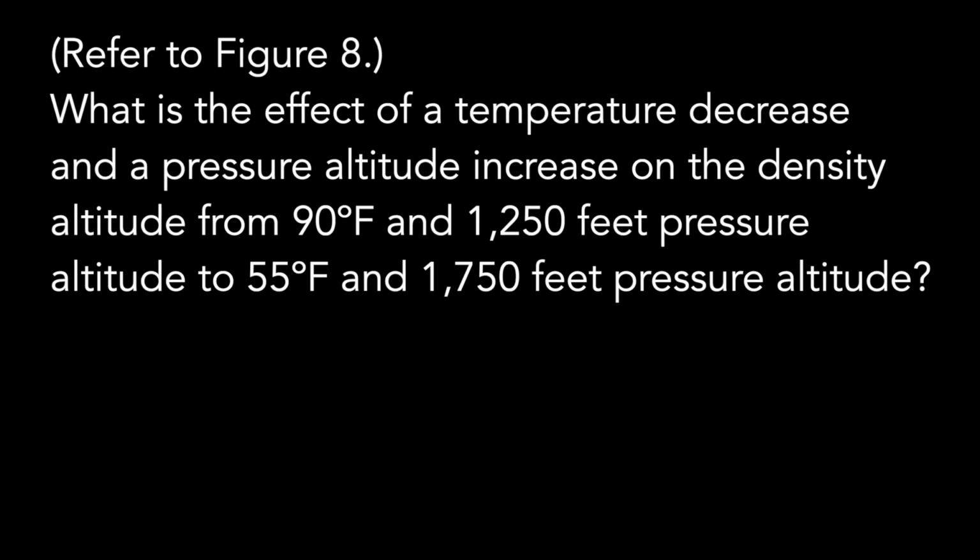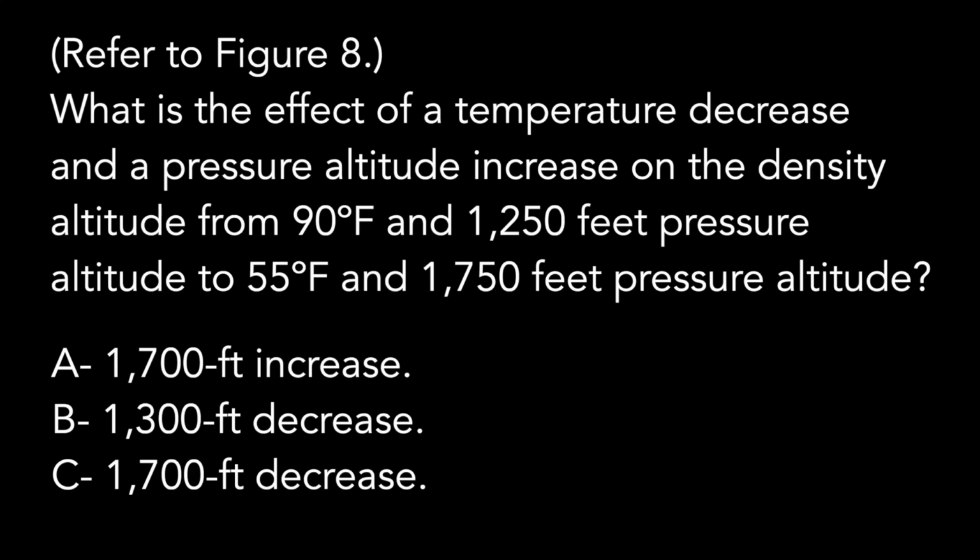Let's move on now. What is the effect of a temperature decrease and a pressure altitude increase on the density altitude from 90 degrees Fahrenheit and 1,250 foot pressure altitude to 55 degrees Fahrenheit and 1,750 foot pressure altitude? Goodness, sometimes reading this stuff out loud is still so difficult for me. So in this case, since we are working with the changes in pressure altitude, we cannot simply apply the process of elimination as we did in the previous question. However, to solve this question, it's not that much more complicated.